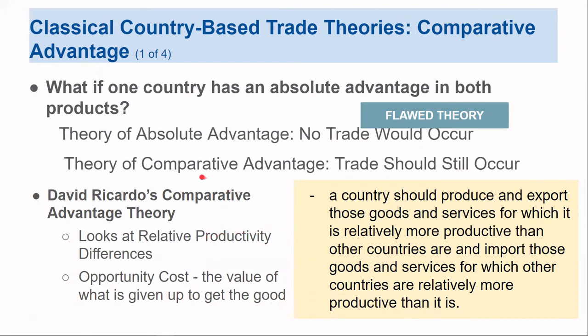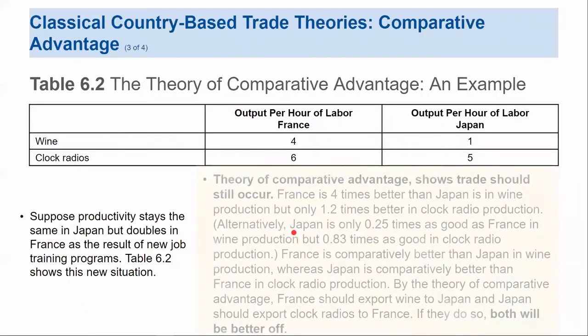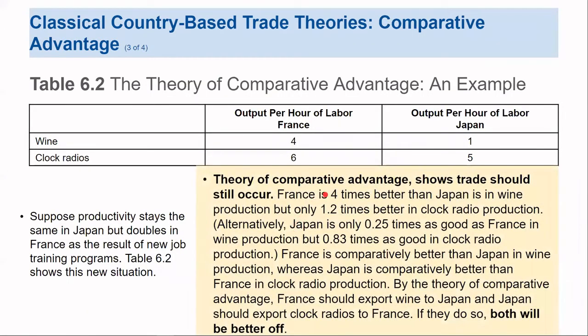So there is a comparison. A country should produce and export those goods for which it is relatively more productive than other countries, and import those goods for which other countries are relatively more productive than it is. If it is relatively more productive, then you export that. If it is relatively less productive, then import those goods and services. Just to illustrate by an example.